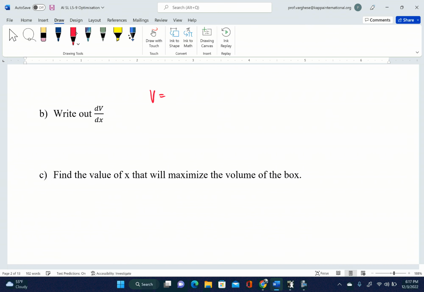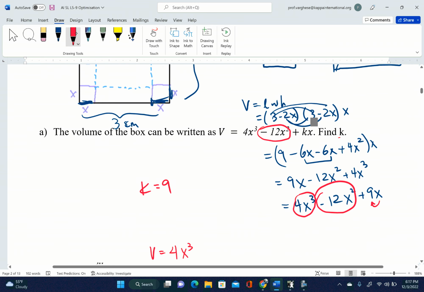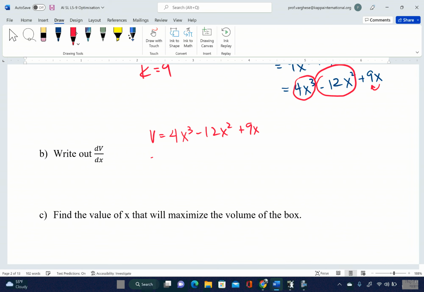So V is equal to 4x to the third minus 12x squared plus 9x. I'm finding dV/dx, which is the derivative of this. I think we've had enough practice with derivatives, so this is going to be 12x squared, negative 24x, plus 9. So the first thing we want to do is write down the derivative.